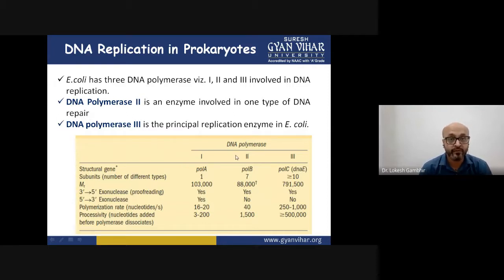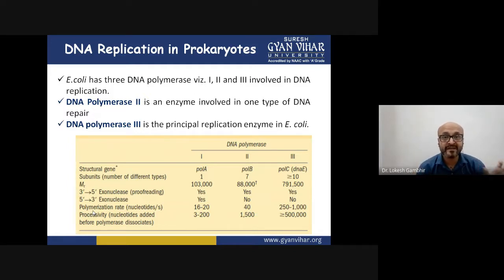Then DNA Pol 2 has 7 subunits, and Pol 3 has more than 10 subunits. But more importantly, rather than the structural scenario, it's the activity that I'm interested in. Now, all the three enzymes have polymerization activity. They can add nucleotides on the chain and cause the formation of new DNA from a template DNA.